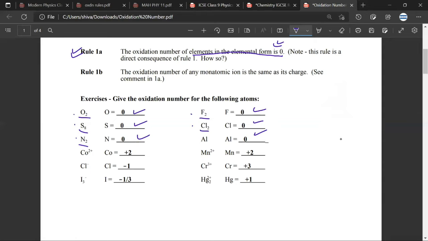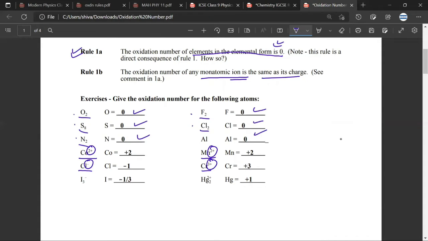But the oxidation number of any monoatomic ion is the same as its charge. What does this mean? For example, if I have cobalt +2, chlorine negative, Mn +2, chromium +3, now this would be the oxidation number. Is it making sense?